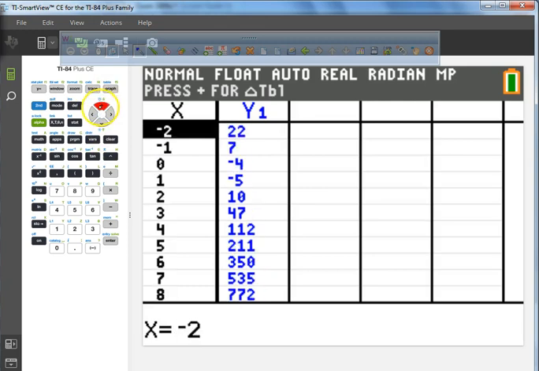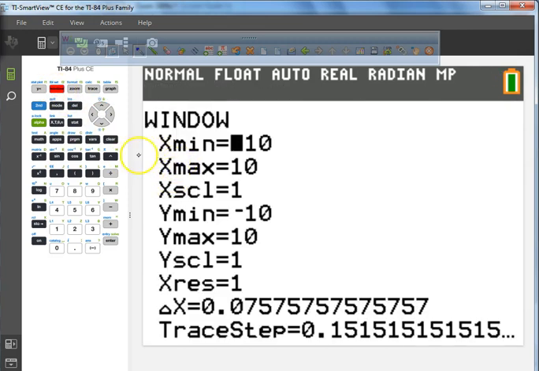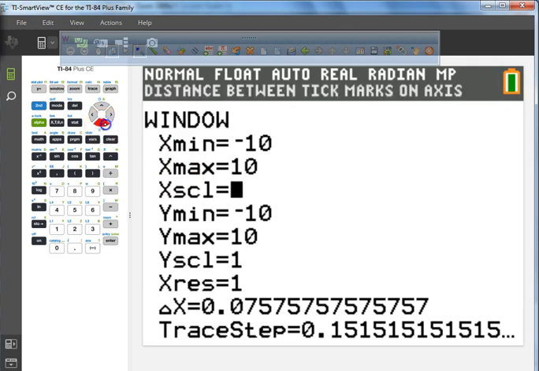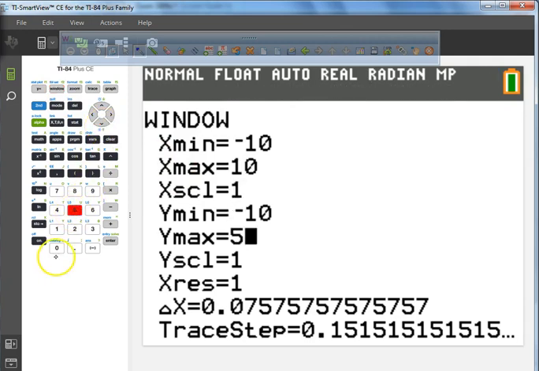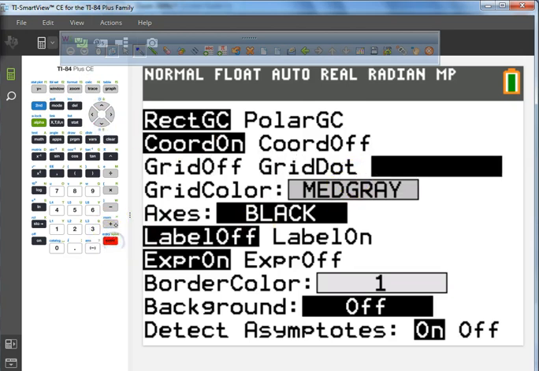All right, over here in the negative area, it looks like it gets all the way up to, say, 40. So hit the window button. Let's change that Y maximum. Let's go all the way up to 50 so we can see it. 50. All right, I'm going to turn my grid lines on. Second zoom. Let's go over here and change these to grid line. Okay? Turn your grid lines on.